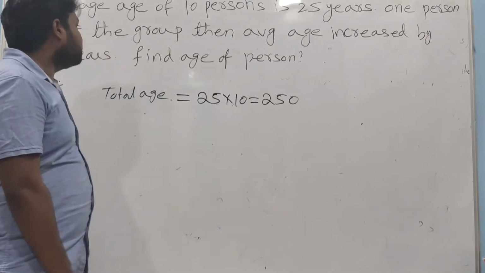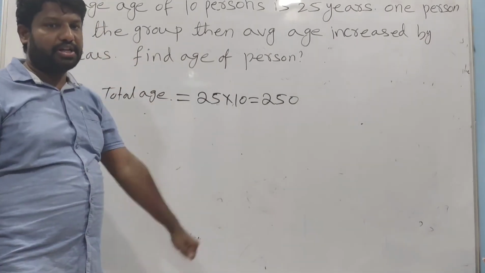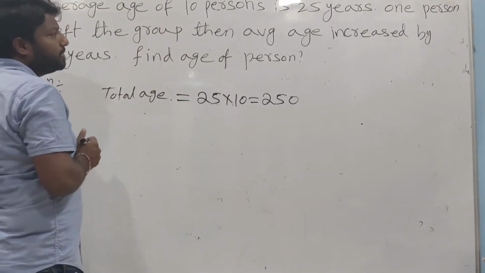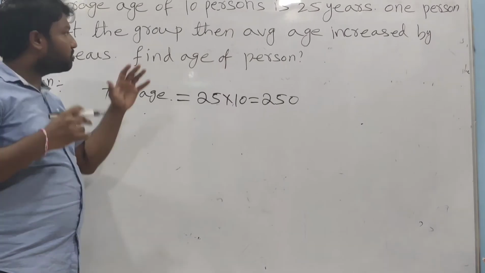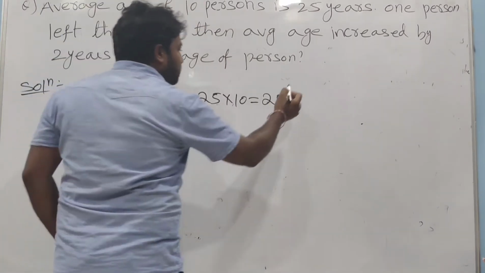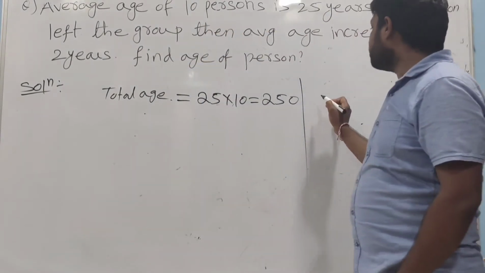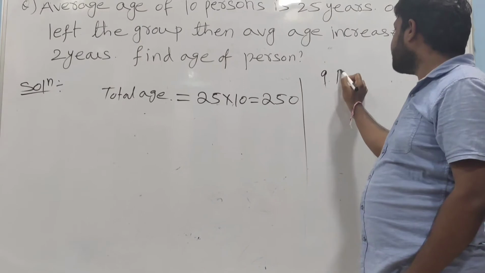Okay. Now what have they done? One person left the group. Then the average age is increased by 2 years. So 10 people were there, and now one person left the group. Now how many people will be there? Now the total people will be only 9, because one person left the group. So 9 people are there.